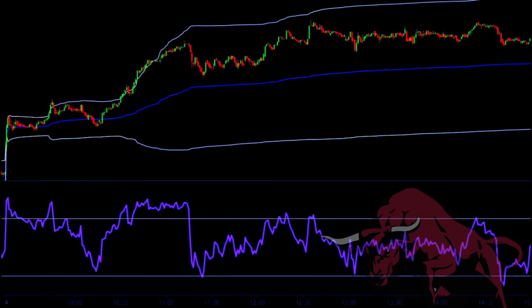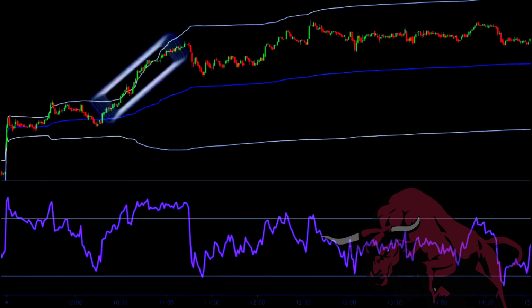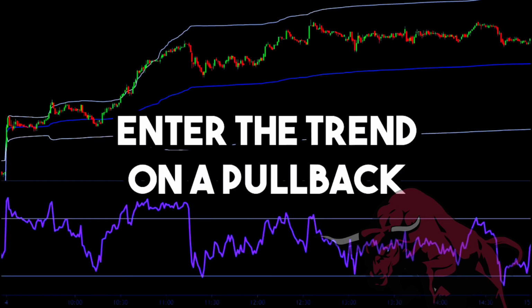Here on this chart we see that the price was trading around the upper band without any resistance. And the price was trading above the VWAP as well. So we can confirm that the price was in an uptrend. So in an uptrend, our goal would be to enter the trend on a pullback.